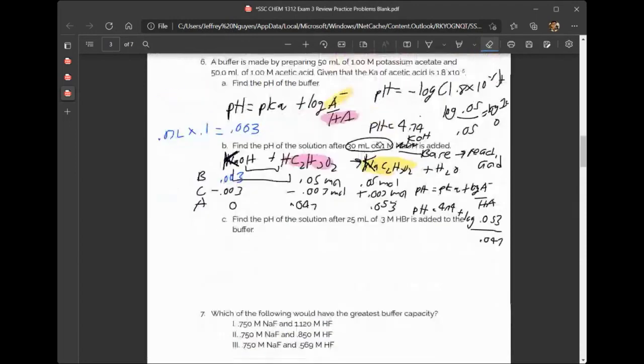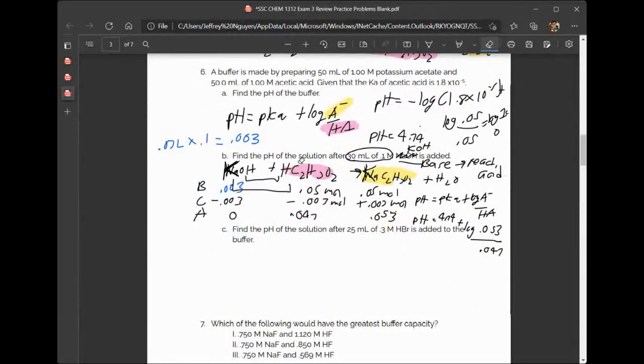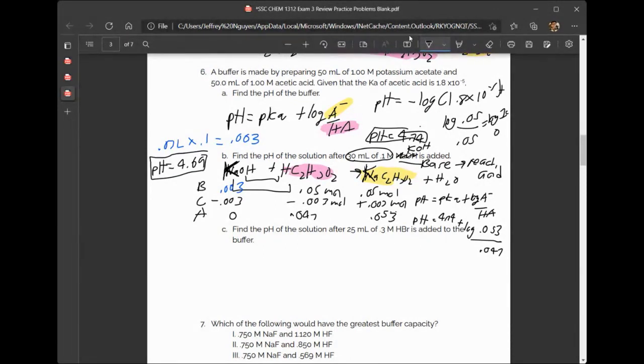So the point of this question is to see the pH of the buffer existing by itself, and then seeing what the pH happens after you add some base. So if I did my work correctly, and I plugged in that calculator, we get around 4.69. So notice how the pH of the buffer is 4.74, right? And the change in pH was super negligible, because that's what a buffer does.